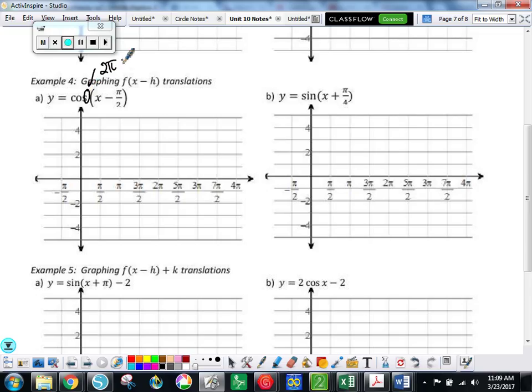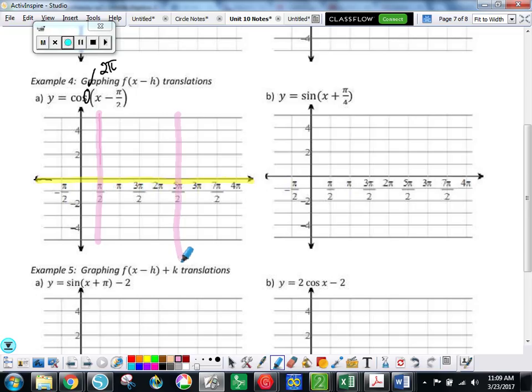Is that okay? I don't really worry about highlighting my midline if it doesn't move up or down. I don't generally highlight the midline. But the new phase has been shifted pi halves to the what? To the right. So it used to start at 0. Now where does it start? It now starts at pi halves. And it used to end at 2 pi halves. It now ends where? At 5 pi halves.